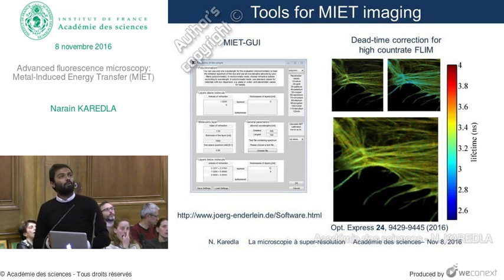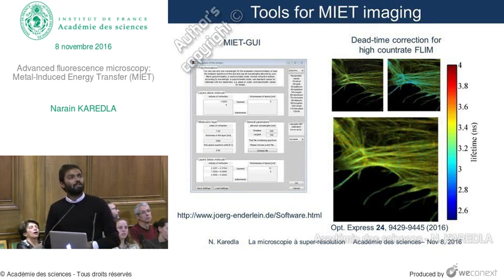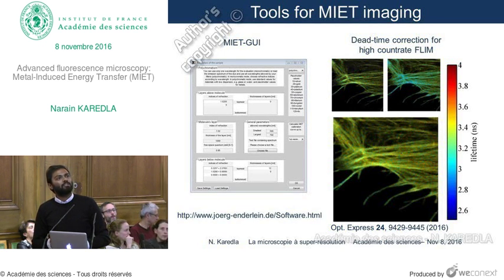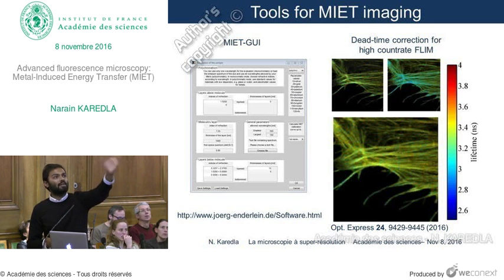Apart from that, an important recent development in the lab is the dead time correction. So when you do FLIM measurements, the detectors and the electronics that count have dead time limitations, which lead to a distortion when you measure at high count rates. So this figure, for example, was taken at a high laser excitation. This is the same cell on the left and the right.